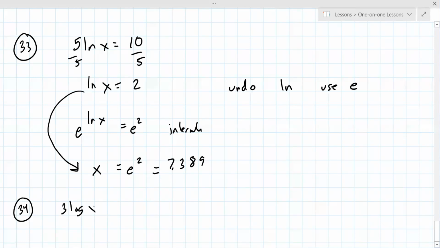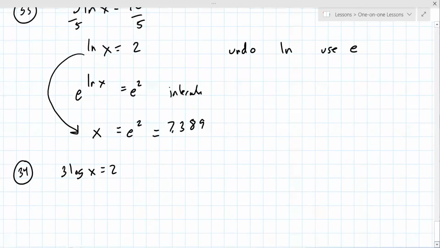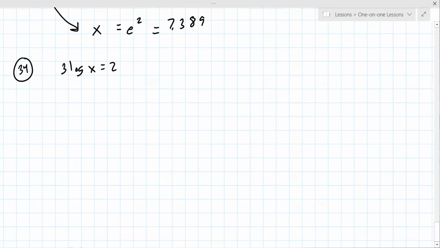3 log x equals 2. Now you have to be careful here because you can get in the mindset of, oh, it's always e. This is log base 10 of x equals 2/3. Do you follow that? Yeah. Okay. Now you do not undo log with e. That's the mistake here. Log is different than ln.